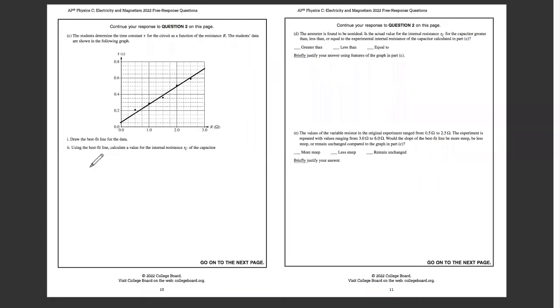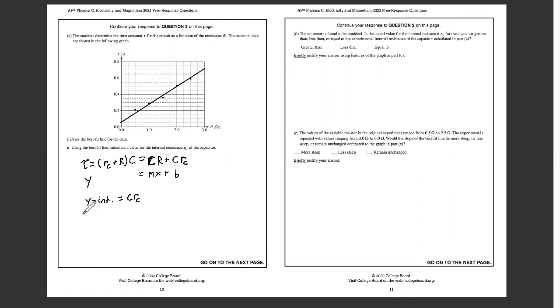Now, in terms of using the slope of the best fit line to calculate a value for the internal resistance, it's important to note what the time constant actually is. Time constant is resistance times capacitance. And so for the graph that we have, if I distribute C, I would get R times C plus C times r_C. If I take a look at that, that would be like y is equal to mx plus b. So it turns out that the y-intercept is going to be equal to capacitance times r sub C, which is what we're looking for.